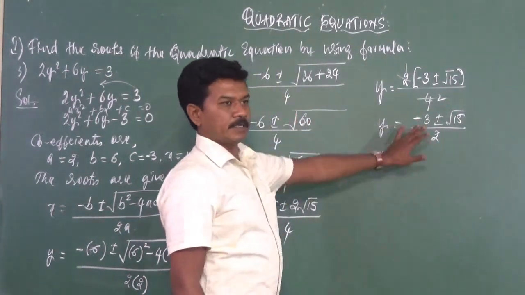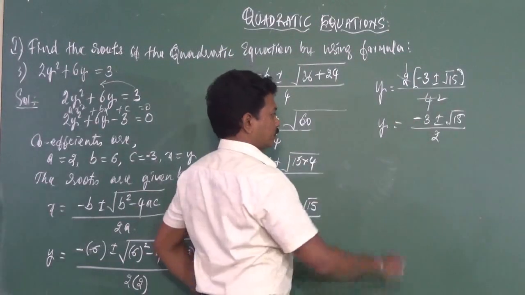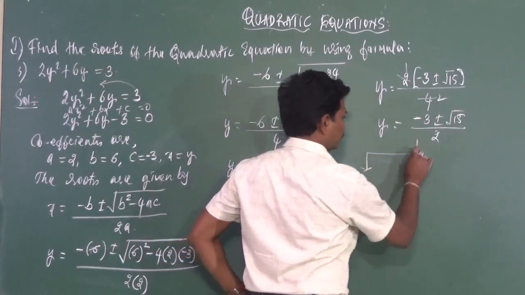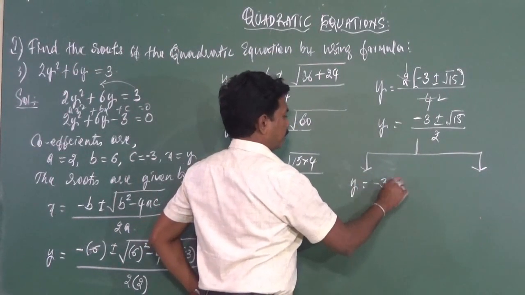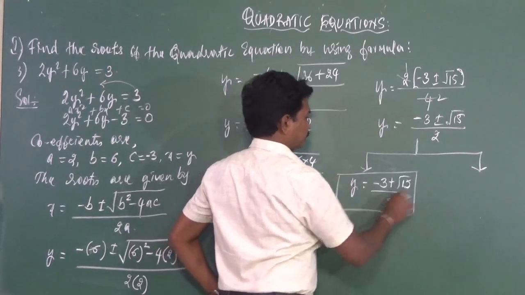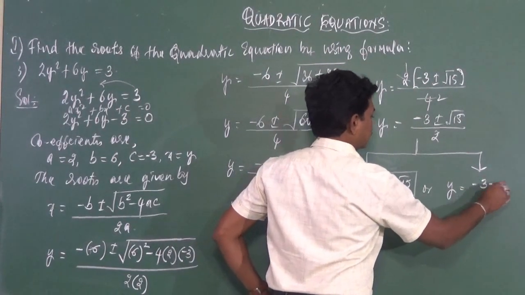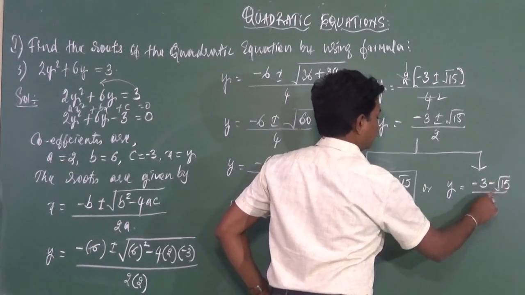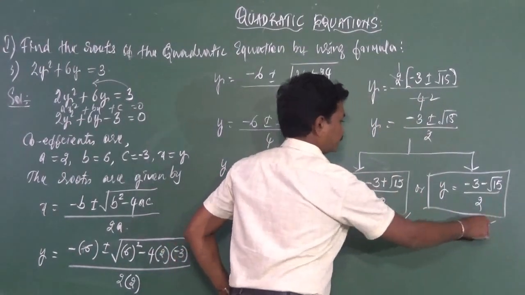So nothing can be done here. Now we will get into writing two roots. Right? So from here we are going to write two roots. One is y is equal to minus 3 plus root 15 by 2. This is one of the roots. Or y is equal to minus 3 minus root 15 by 2. So this is another root. Right? I hope you got it.